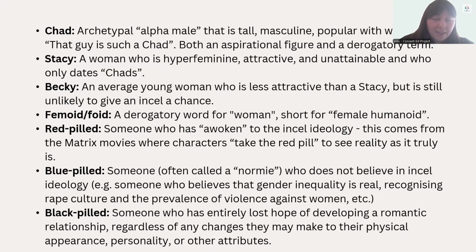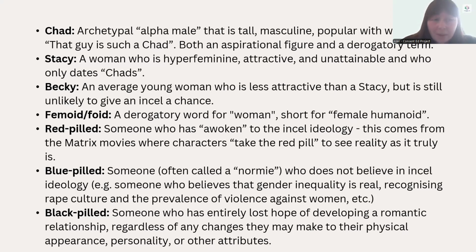Femoid and foid, I think, is particularly gross. It's a derogatory word for woman, and it's short for female humanoid. And I think another big red flag is if you hear your son or a nephew or just a young man in your life referring to women as females. It's quite dehumanizing and derogatory, instead of referring to them as women and girls and the people that they are.